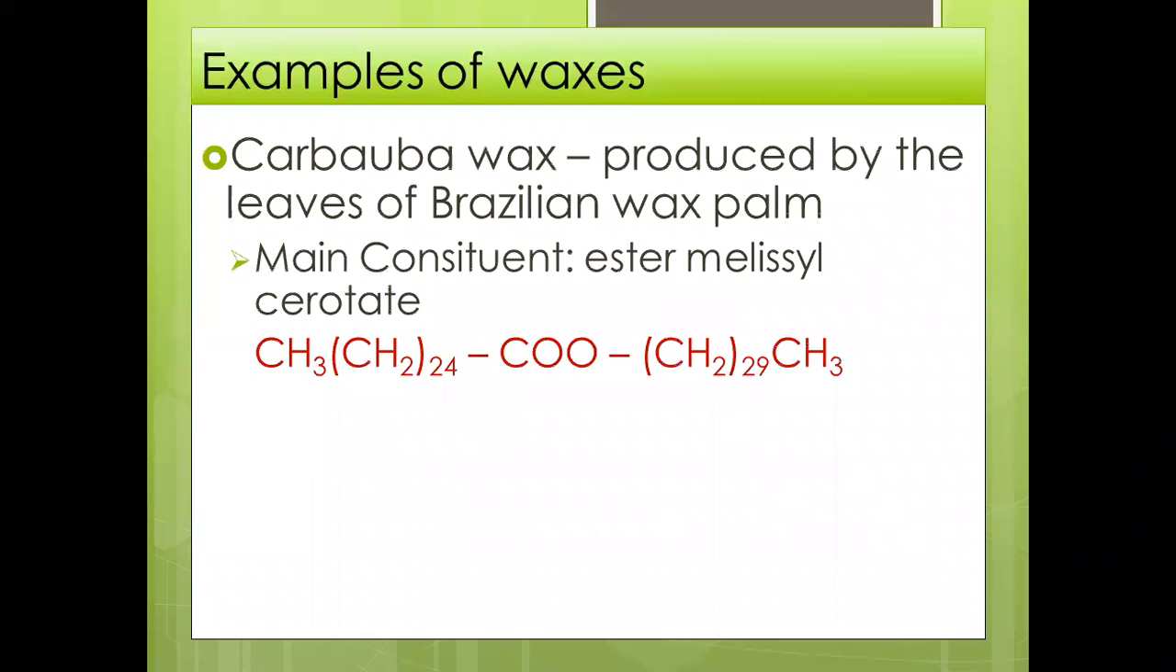So where can we find examples of this? You know, carnauba wax, no? Produced by the leaves of the Brazilian wax palm. It's composed mainly of the ester melissyl cerotate. You have a long chain of hydrocarbon here, and you have the ester bond, and you have a long chain again of hydrocarbon.